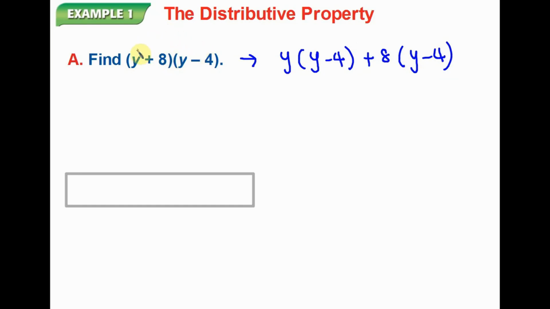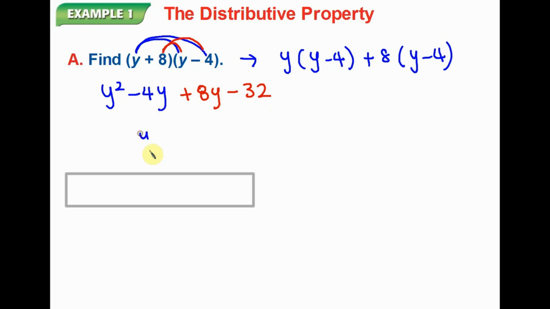If I want to distribute, I start with the first one, the y. Y times y will be y squared. Y times negative 4, I will get negative 4y. The only difference from the last lesson is that you will need to distribute one more time. 8 times y will become positive 8y. 8 times negative 4 will be negative 32. Now you're going to combine the like terms. So y squared is just y squared. Negative 4y plus 8y becomes 4y, and then negative 32.